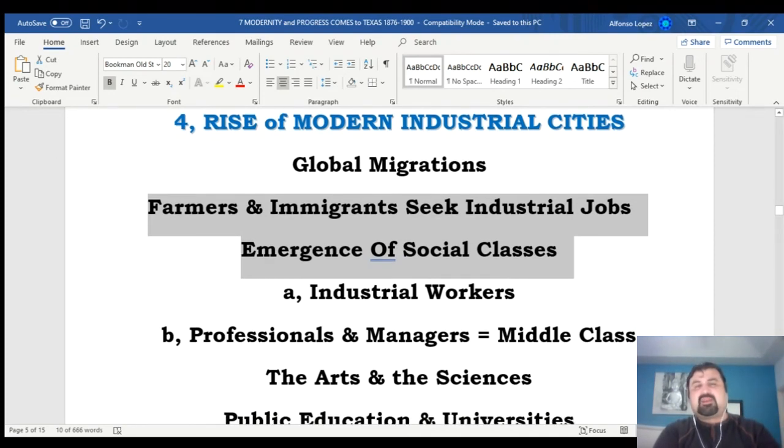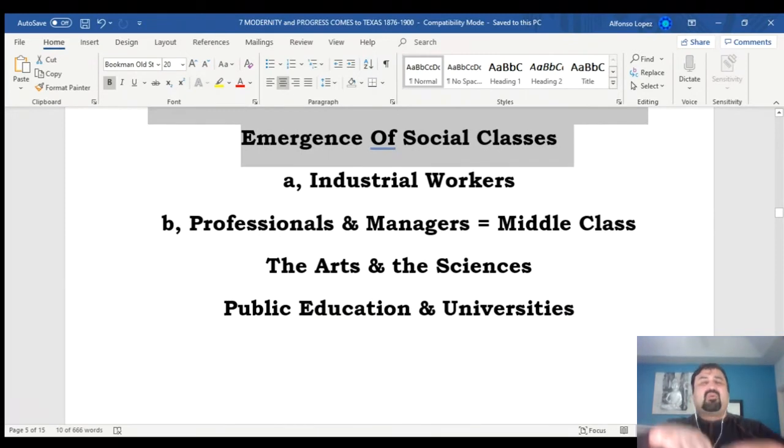Okay, so at any rate, with more and more people coming into the cities in search of work, those cities are going to grow and, of course, transform. The societies of those modern nations we're talking about, in this case the United States, are going to really reshape the way that people live and the way that people group together.